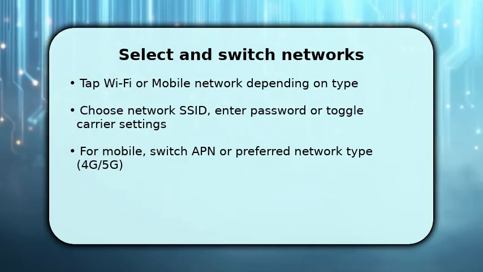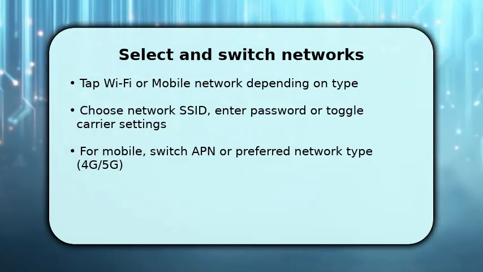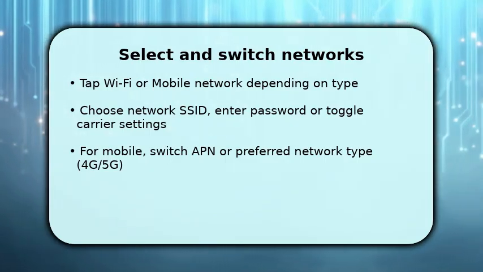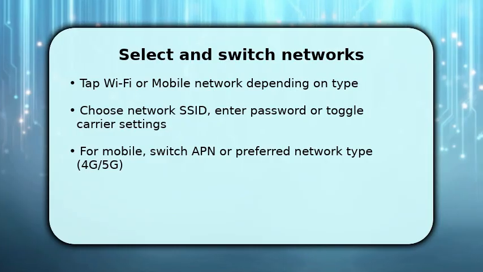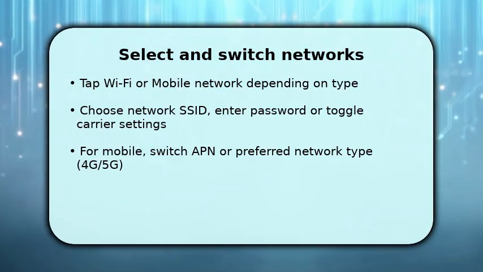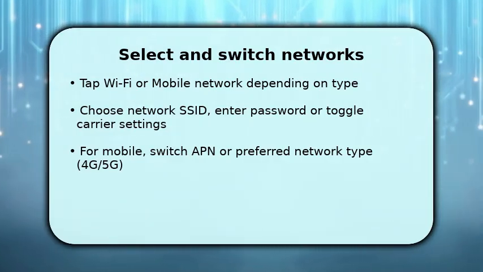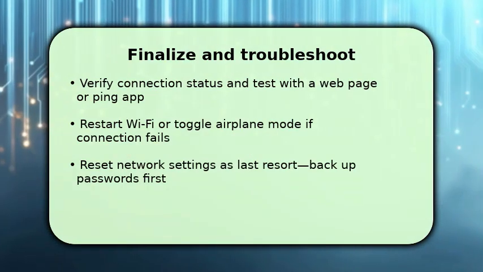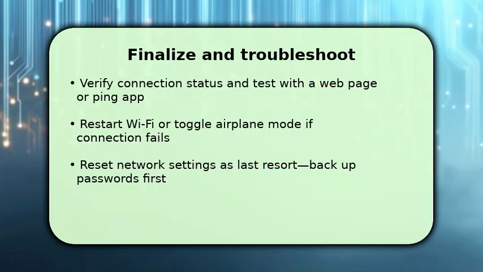For cellular switching, open mobile network, choose preferred network type, for example 4G or 5G, or edit the APN fields if required by a carrier. Make sure to wait for the connected status. Abrupt navigation can interrupt authentication. Once connected, confirm by opening a web page or running a quick network test app to ensure traffic flows.